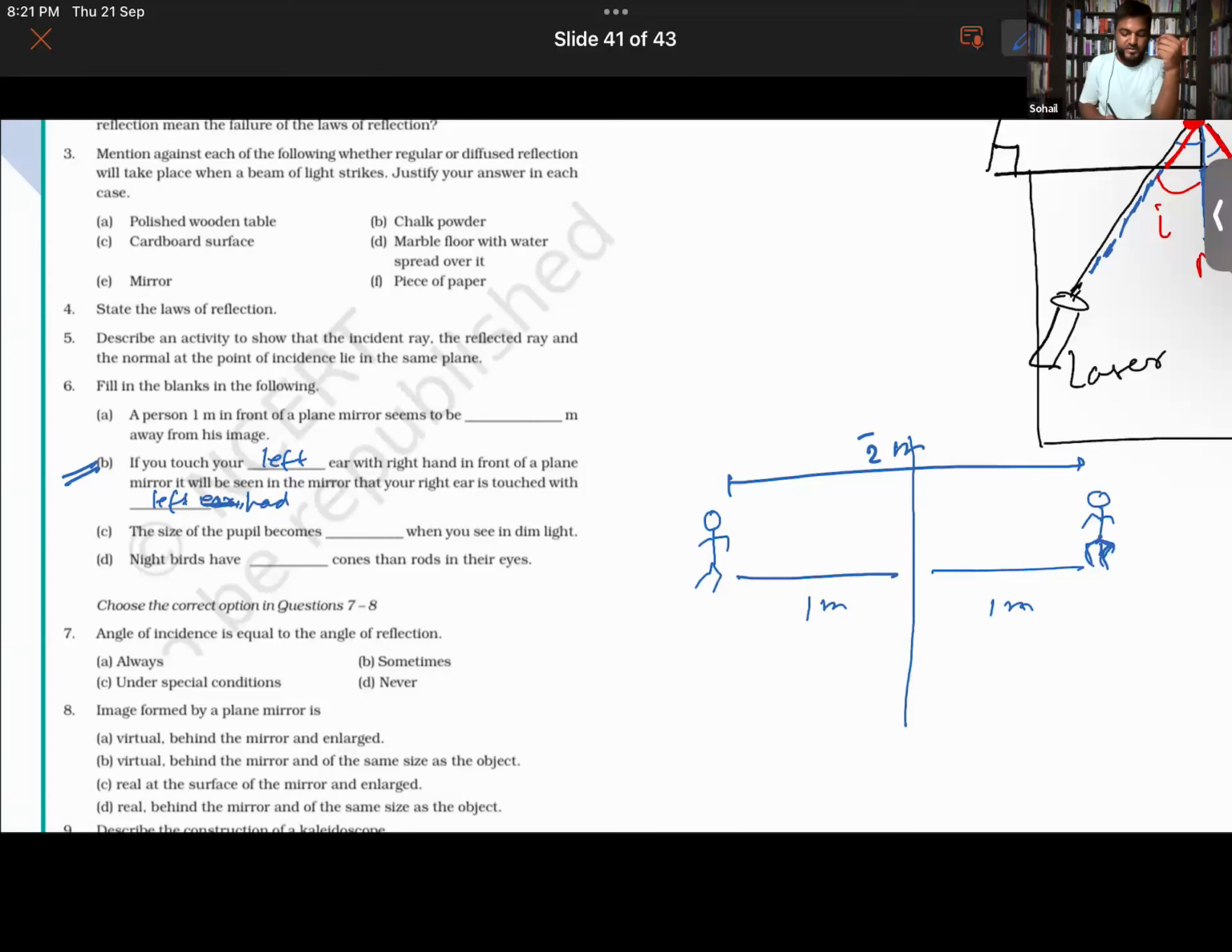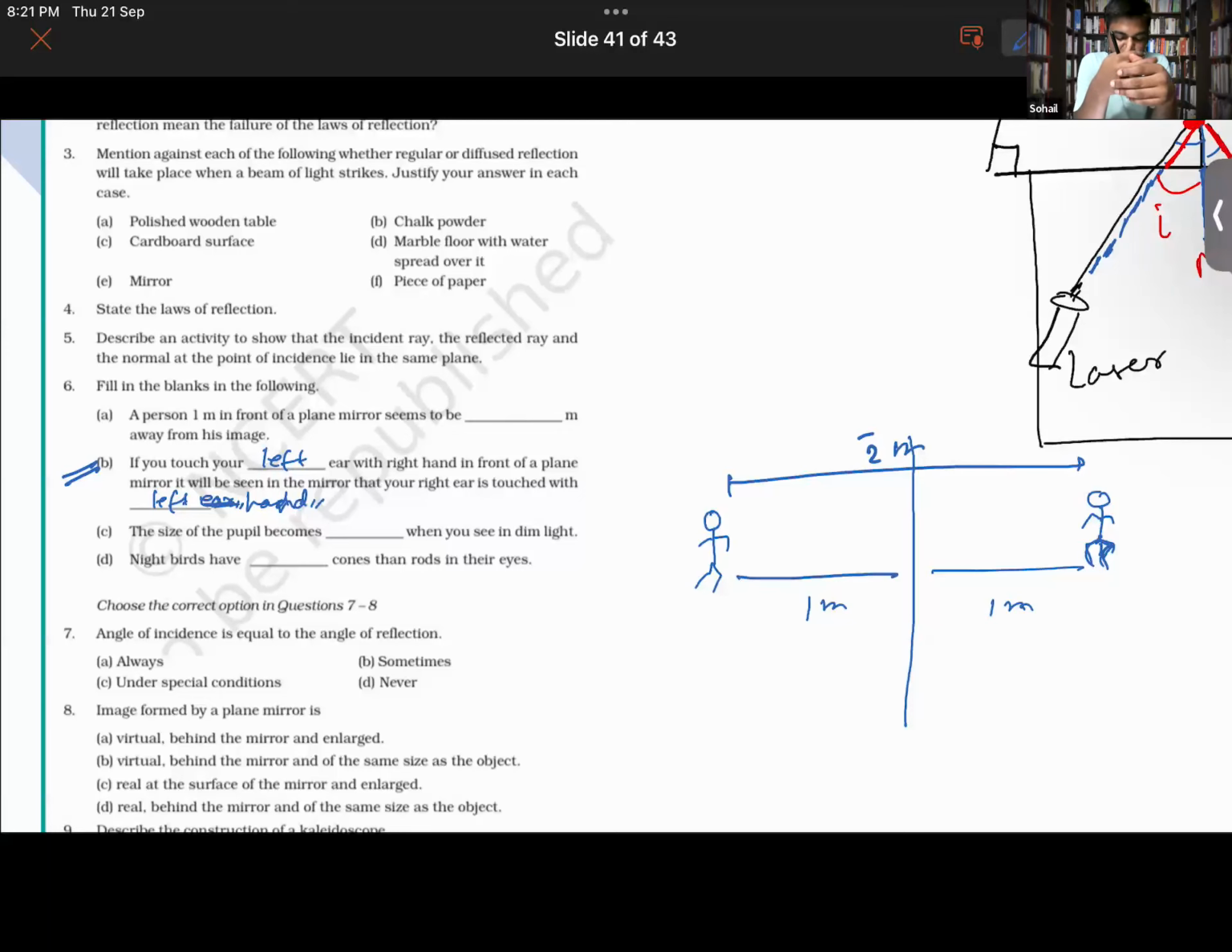Left hand. Exactly, left hand here. Right. Then see question number C, Arhan. The size of the pupil becomes larger when you see it in dim light, because it can regulate the amount of light. So in order to take in more light, it will become larger. Yes, sir. Right. Night birds have fewer cones than rods in their eyes.